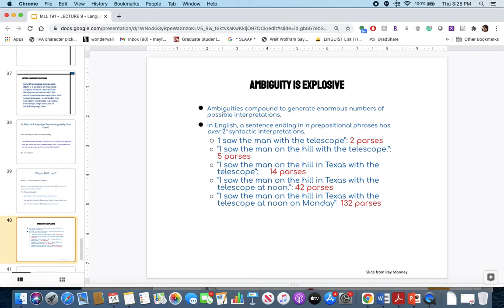So I saw the man on the hill with a telescope. I saw the man on the hill in Texas with a telescope. I saw the man on the hill in Texas with the telescope at noon. I saw the man on the hill in Texas with the telescope at noon on Monday, right? So we're not really sure. There are different kinds of meanings that you could associate with each sentence, and the amount of ambiguity is just astounding. And you're expecting a machine to do that? It's very, very difficult. Not to say that it can't be done, but it's very difficult.